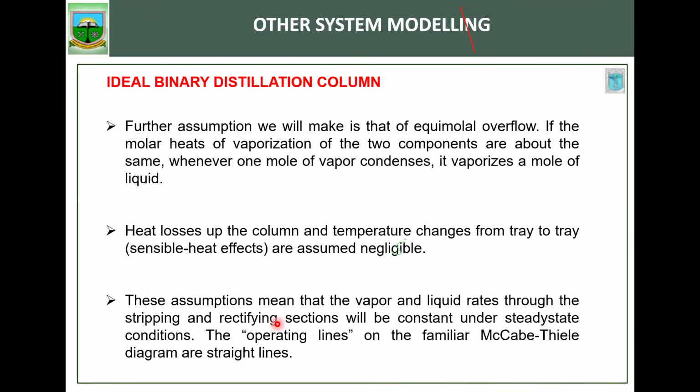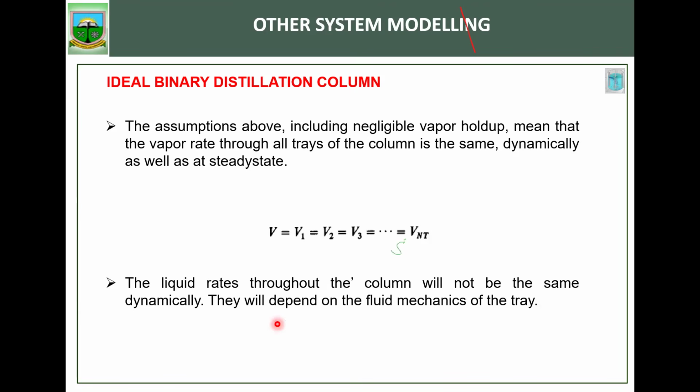Then we also assume the last assumption. It says that the vapor and liquid rates in the stripping and rectifying sections can be constant under steady state. So it assumes a good separation efficiency on each of the trays, not affected by the temperature changes and heat loss in the system. This will also lead us to the assumption that the liquid holdup on each tray is constant.